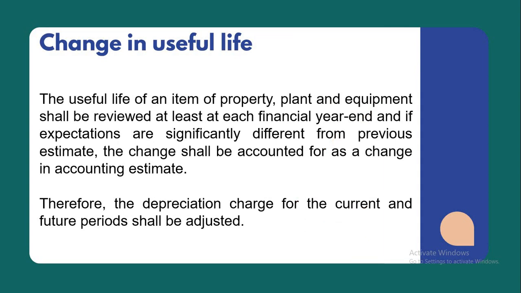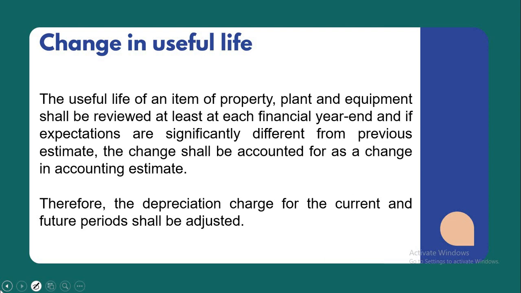Okay. So, now we are done with the methods of depreciation. Now, let's have the treatment of change in useful life and, at the same time, change in the depreciation method. So, how do we treat those changes? Change in useful life and change in depreciation method are treated as a change in accounting estimate. Again, both are treated as a change in accounting estimate. So, how do we account for them? The useful life of an item of property, plant, and equipment shall be reviewed at least at each financial year end, and if expectations are significantly different from previous estimates, the change shall be accounted for as a change in accounting estimate.